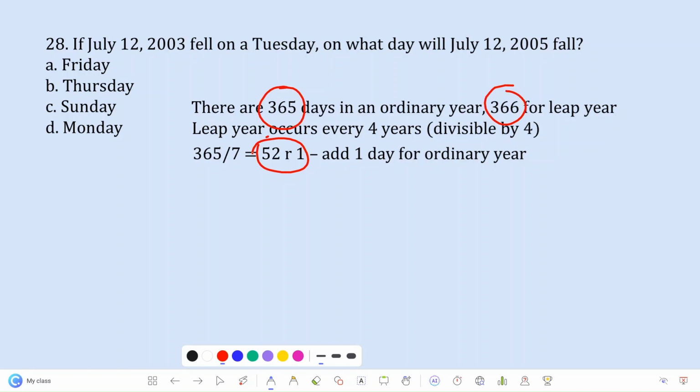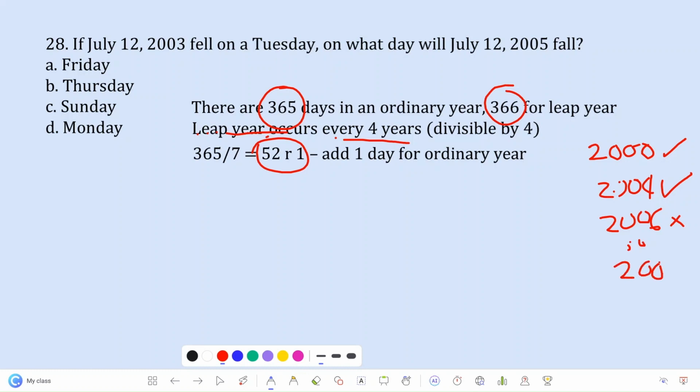At atin pong tatandaan ulit na ang leap year ay nag-occur lamang every 4 years. At ang malalaman mo na ito ay leap year kapag ito ay divisible by 4. Say for example, 2000. Year 2000, this is divisible by 4. So, this is a leap year. 2004, yan po, divisible din yan. Pag 2006, hindi po yan divisible kasi 20 is 5, 0, ang 6 po hindi divisible. Okay? So, 2016, ito divisible din to kasi 20 divided by 4 is 5 and 16 divided by 4 is 4. So, ganyan po. Basta divisible by 4 ang year, ito ay isang leap year.